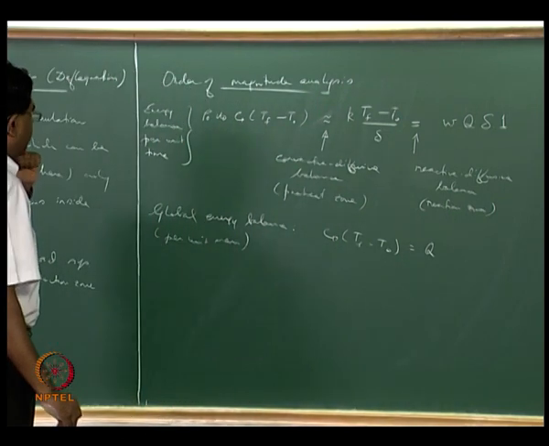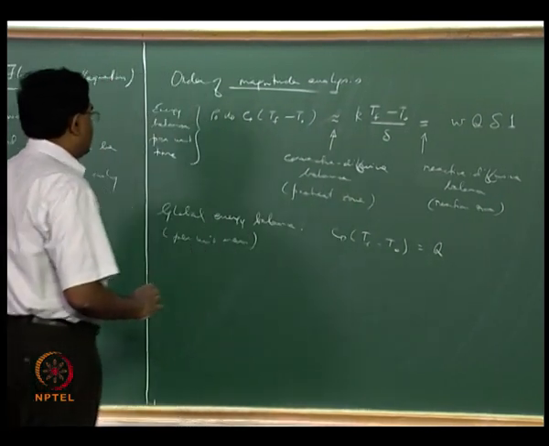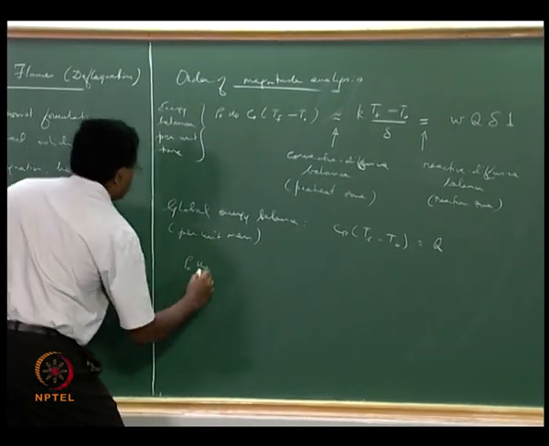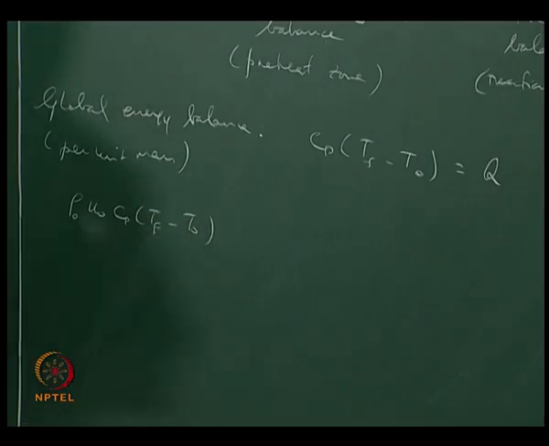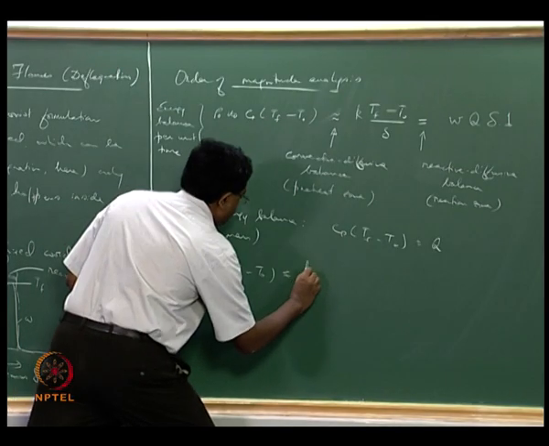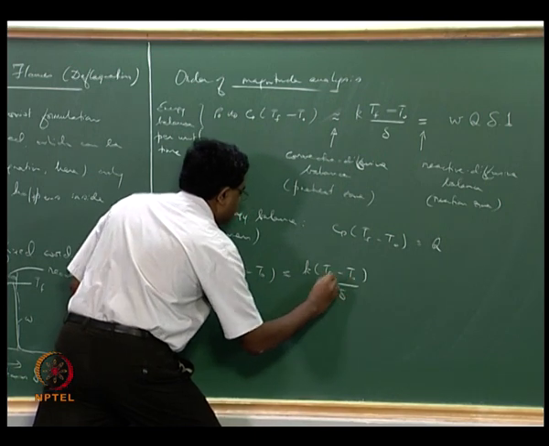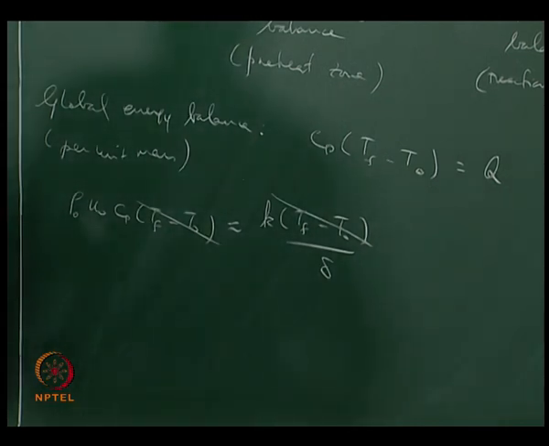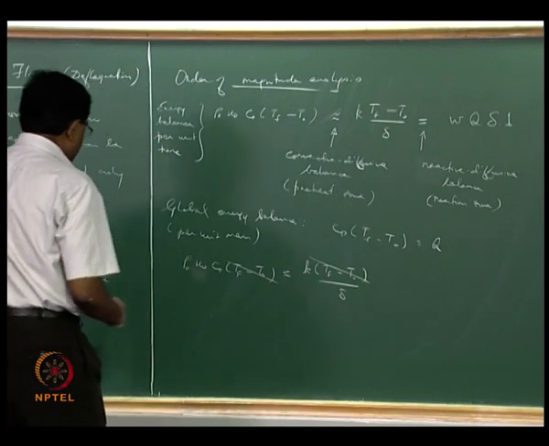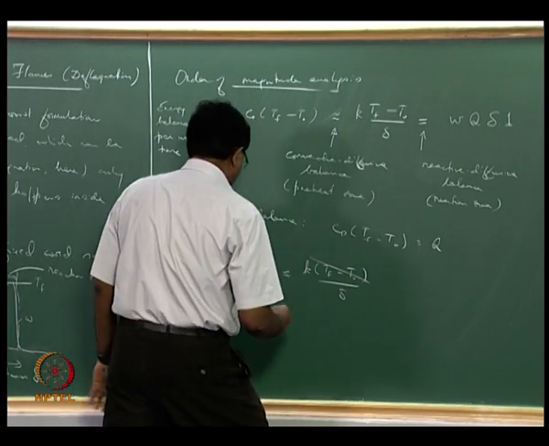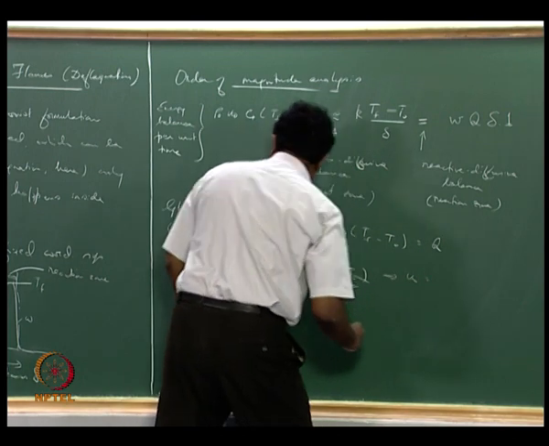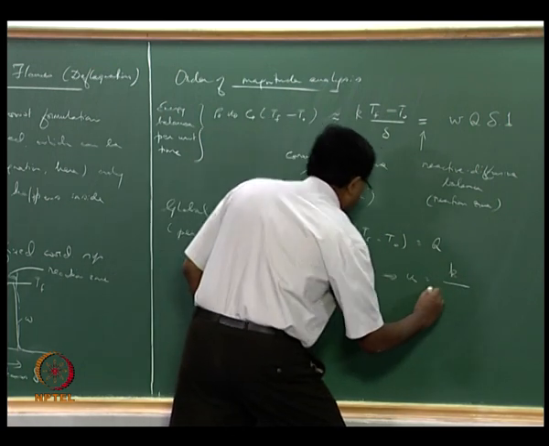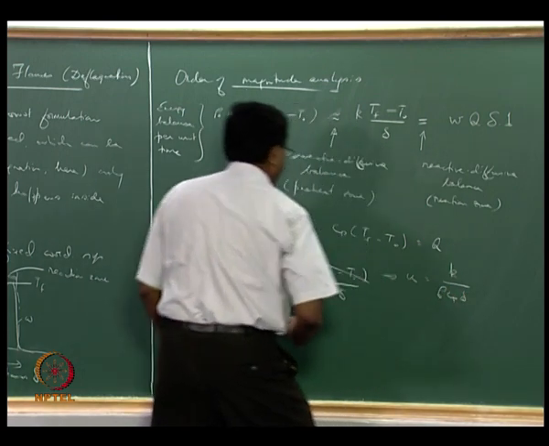And so how do I now factor these things into account? If I now say that rho naught u naught Cp (Tf minus T naught) is approximately k (Tf minus T naught) divided by delta, the Tf minus T naught gets cancelled. It is as if it did not matter what the temperature difference was as far as the convective diffusive balance was concerned. What you then get, since you are looking for u naught, is u naught equal to k divided by rho naught Cp delta, right.